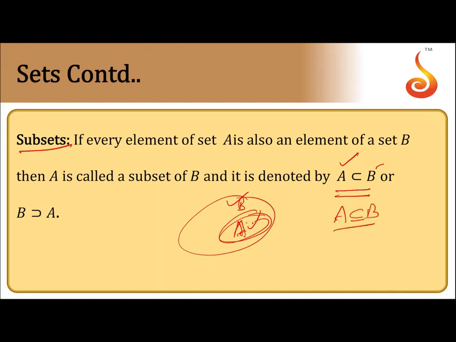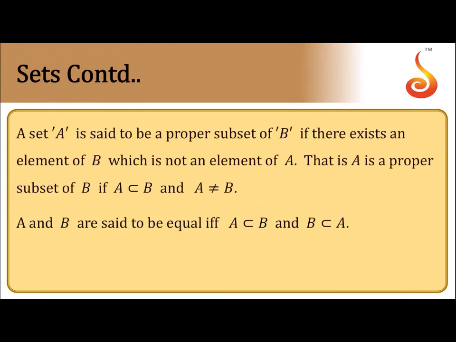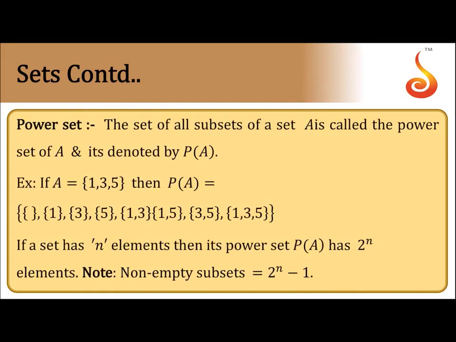Suppose it might happen that A can be equal to B also. If it is not equal, then it is called a proper subset. Right? Now coming to the next one, power set.